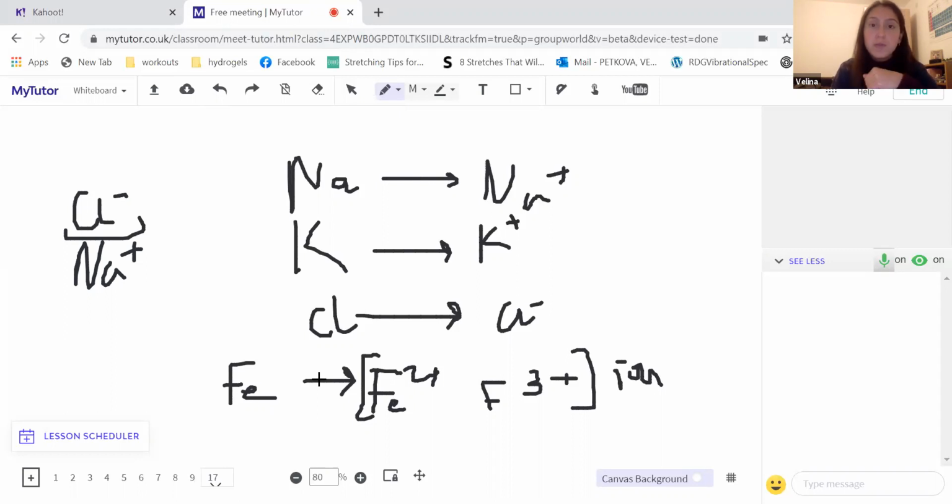Is it possible to have a +4 ion? Yes, it is, but that's not something you need to know in GCSEs. If it is an oxide, will there be some rust? Rust is iron oxide, FeO. That's what rust is.